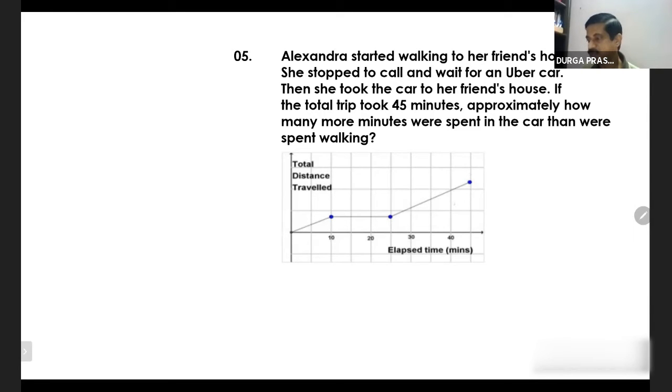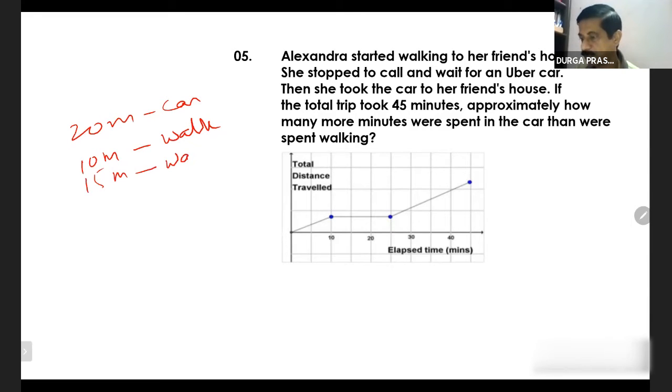So the travel time for that is, each one is 5 plus 10, 15, 15 plus 5, 20 minutes she went in the car. 20 minutes is car, and 10 minutes is walk, and 15 minutes is waiting. So total time is 20, 30, 45.